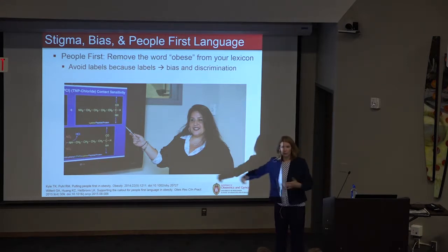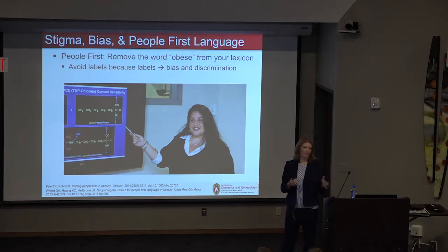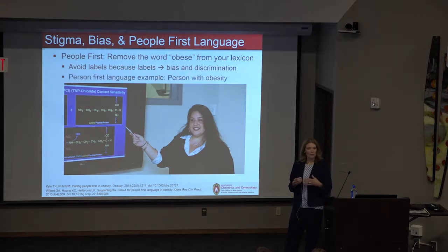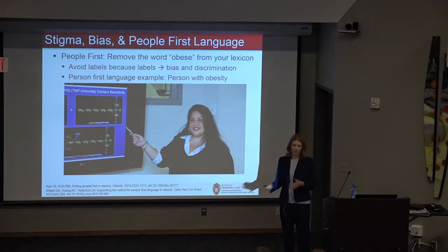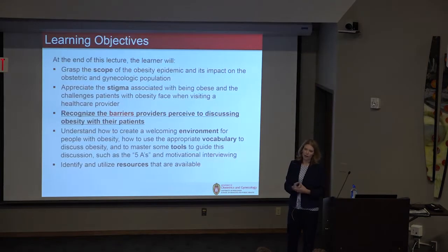Instead of saying someone is an obese person, and you'll still see that in the literature, try to remove that word from your lexicon, talk about it a little less, and avoid labels, because labels lead to bias and discrimination. What's preferred now is to use the term person with obesity. So use the word person and then the term, similar to person with diabetes as opposed to diabetic.